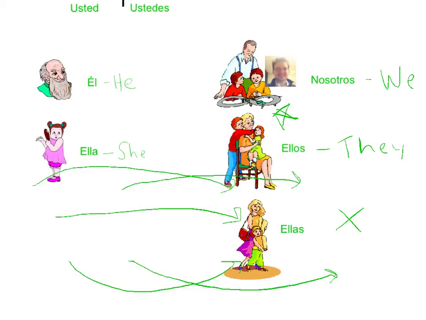Now notice, I'm not involved in this picture. So therefore, I'm talking about other people. If you look at the bottom, we have two girls here, and it's only girls, so we use ellas. You'll notice it's the A, of course, referring to feminine, and it still means they. So ellos and ellas both mean they. However, we use ellos with guys or a mixed group, and we only use ellas, or nosotras even, if it's a group of girls.